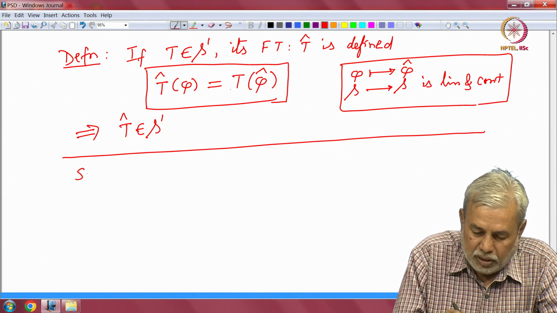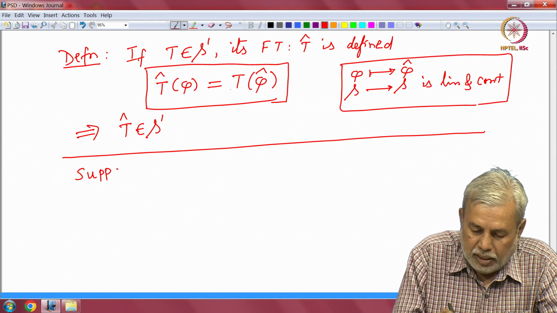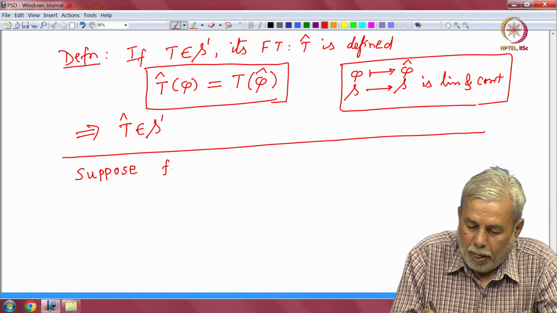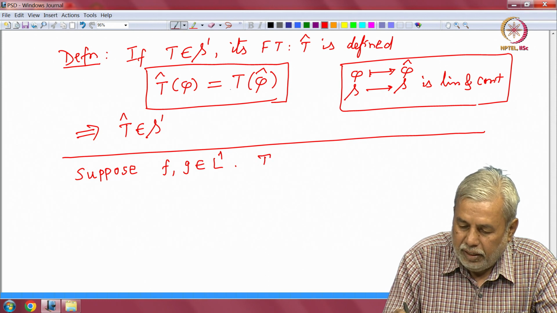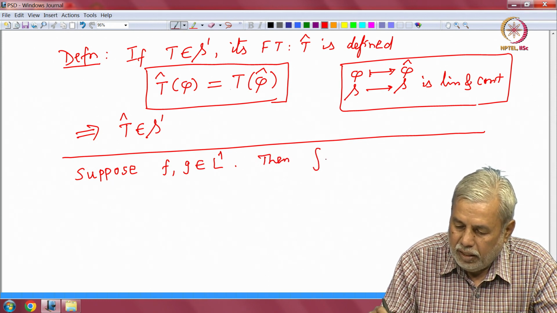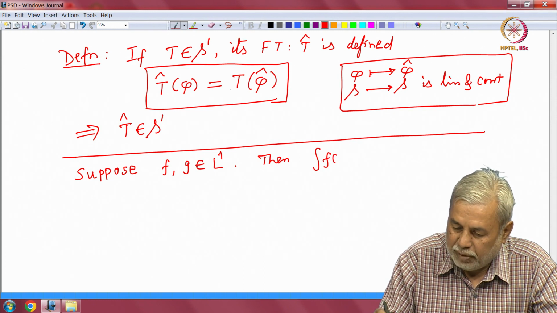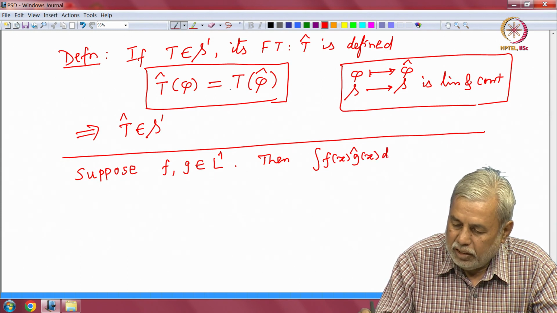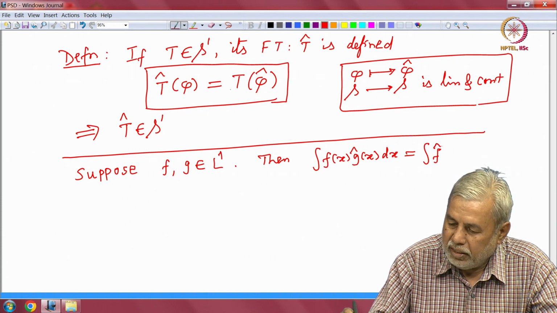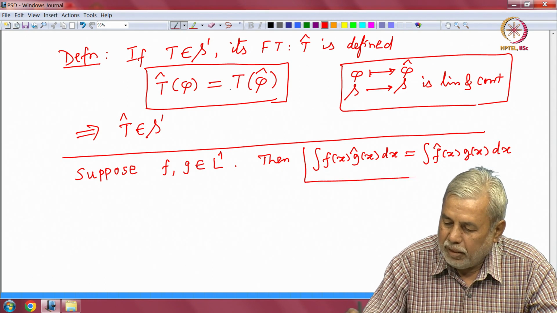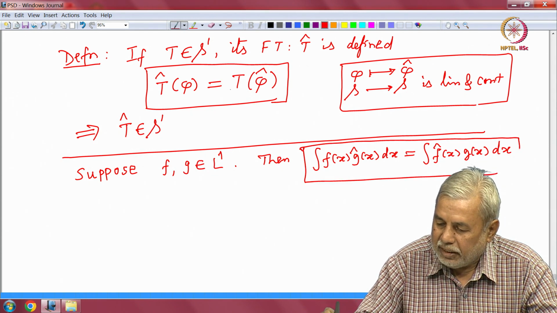So suppose f and g are L1 functions. Okay. Then the integral of f g cap x dx equals the integral of f cap x g x dx. So, a very good application of Fubini's theorem. So, I will just leave it as an exercise.